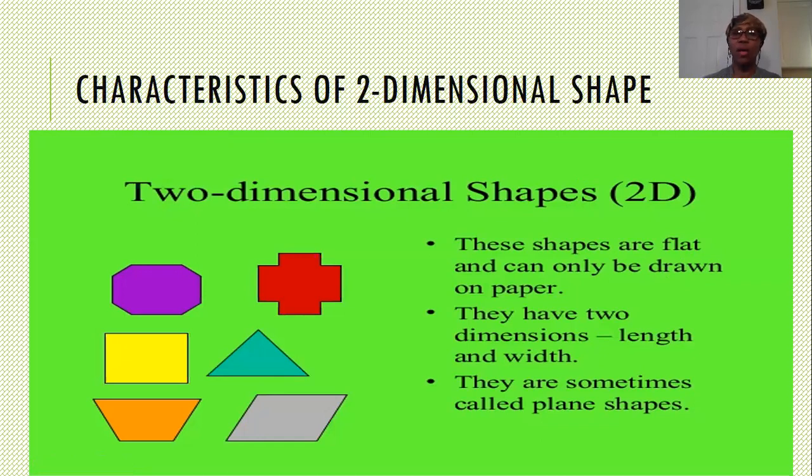They also have a length. The reason why they're called two-dimensional is because they have a length. This word right here is length. And they also have a width. That means how long it is, the length, and how wide it is, the width.